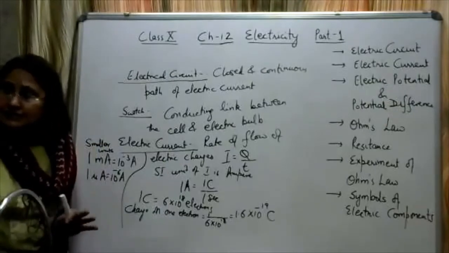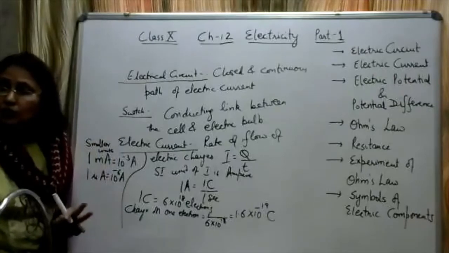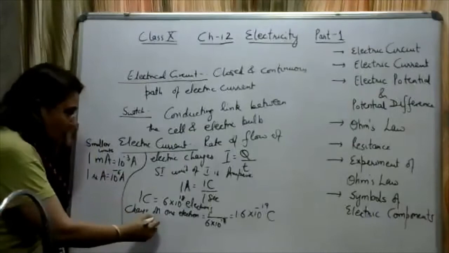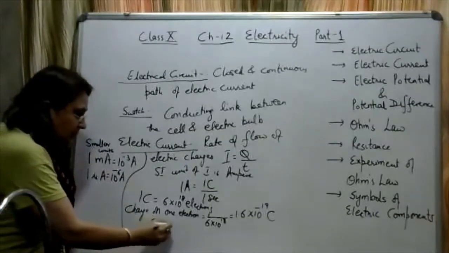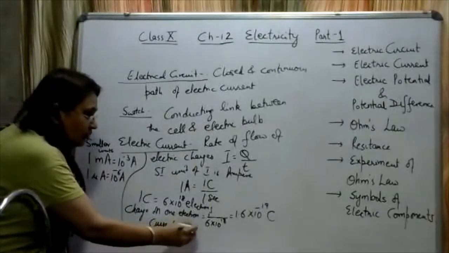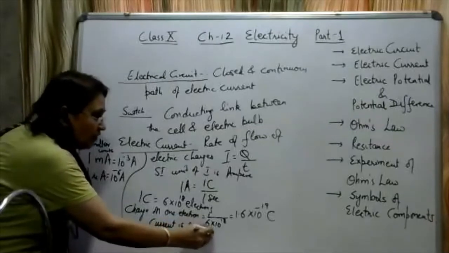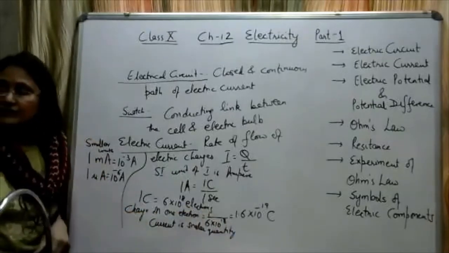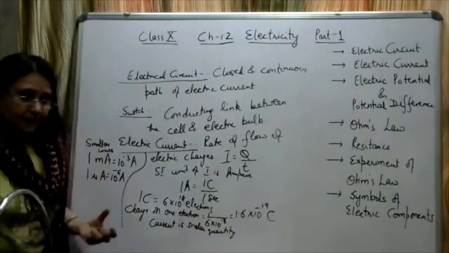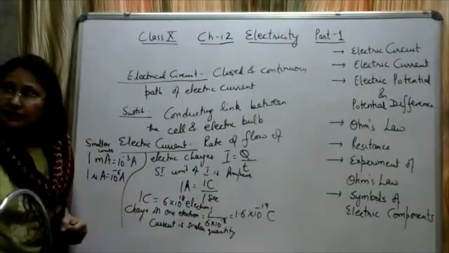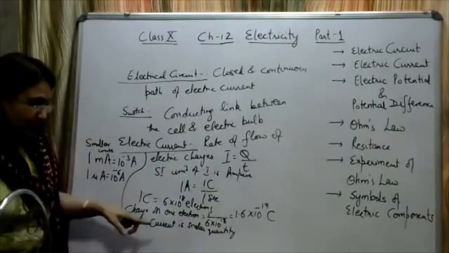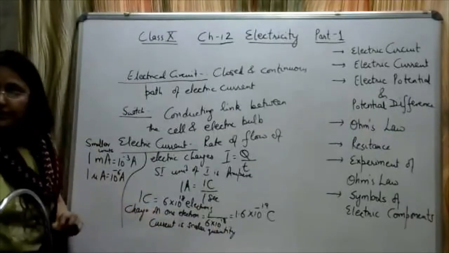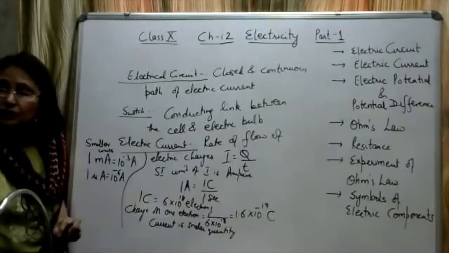Now, current is a scalar quantity. That is, it has only magnitude, no direction. What are scalar quantities? Quantities which have only magnitude and no direction we call scalar quantities. They are added or subtracted by simple algebraic operations. So current is a scalar quantity; it has only magnitude, no direction.